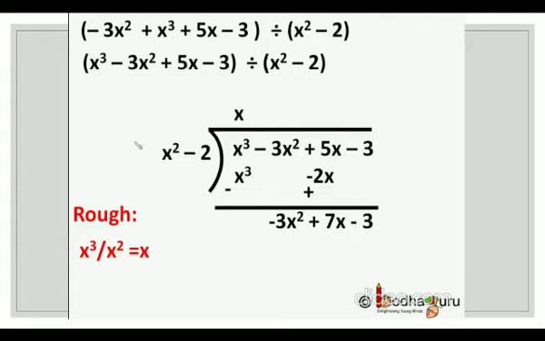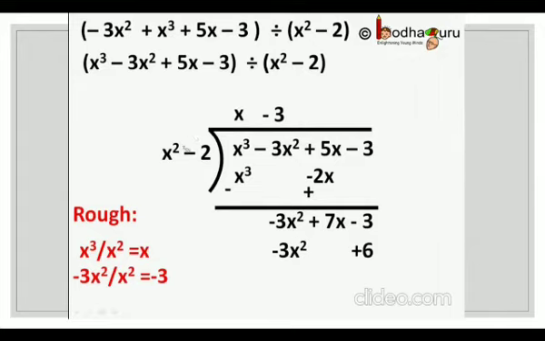Now again we repeat the process. We divide the highest degree term of the remaining dividend by the highest degree term of the divisor to get the quotient. So minus 3x square divided by x square gives minus 3. We write it as the quotient above the line, and then we multiply the divisor x square minus 2 by the quotient we got, which is minus 3. We get minus 3x square plus 6, which we write below the remaining dividend, matching its degree with each of the terms. So we will get minus 3x square plus 6 below it.